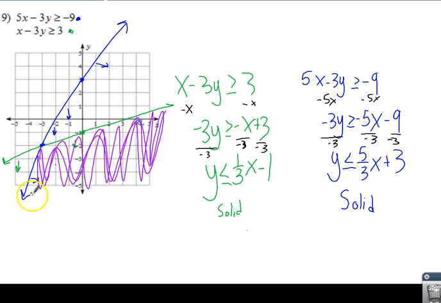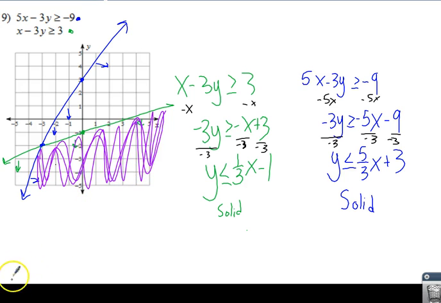So I want below the blue line, below the green line, which is going to require me to have, wait for it, wait for it, wait for it. It's going to require me to have the shading down here. It means any point down here is in my feasible region.